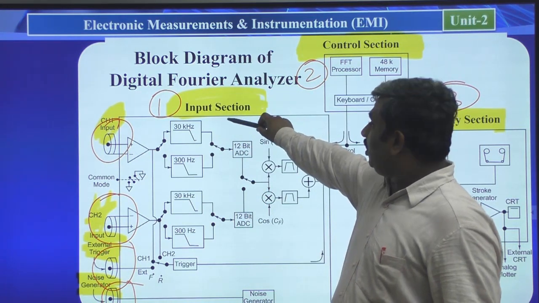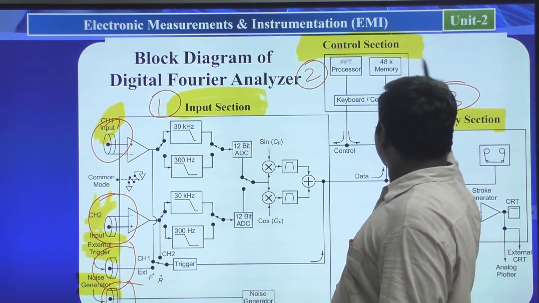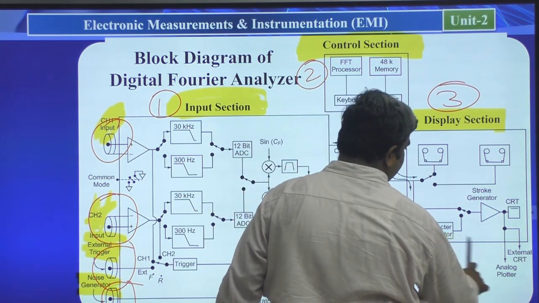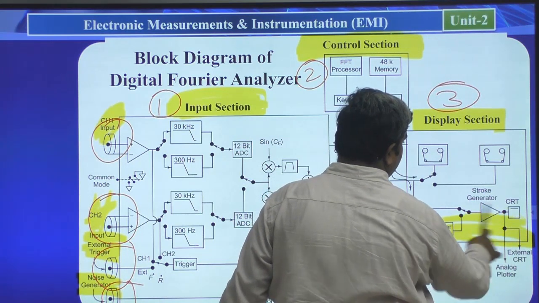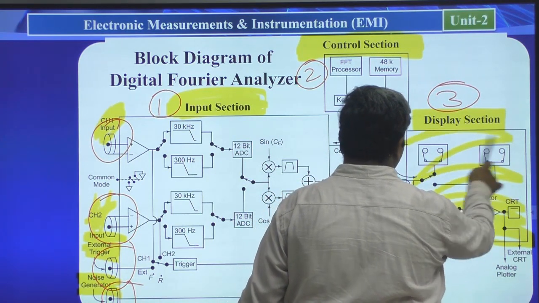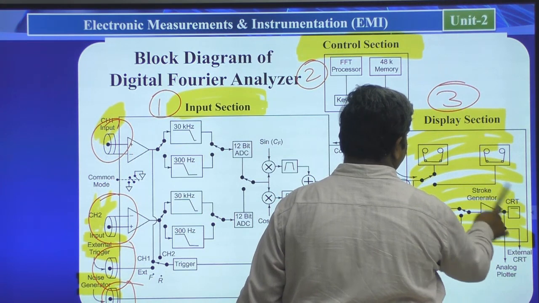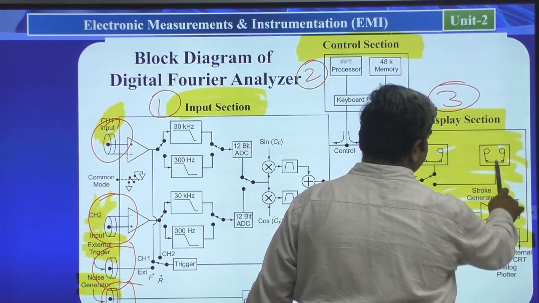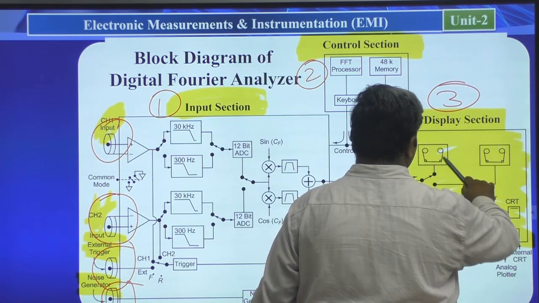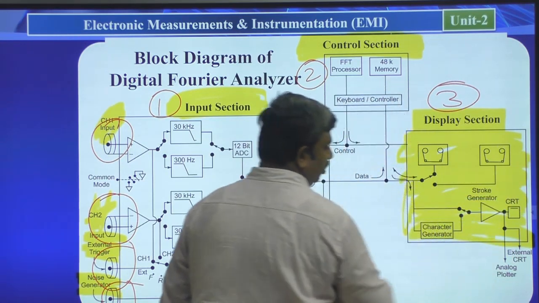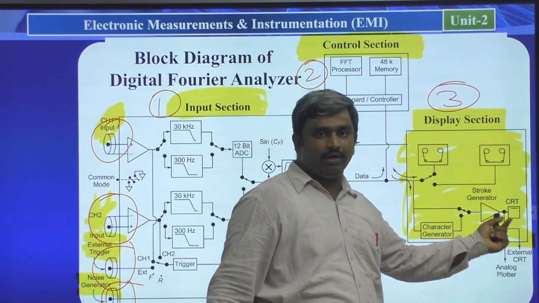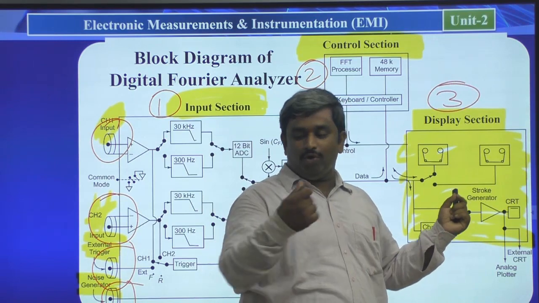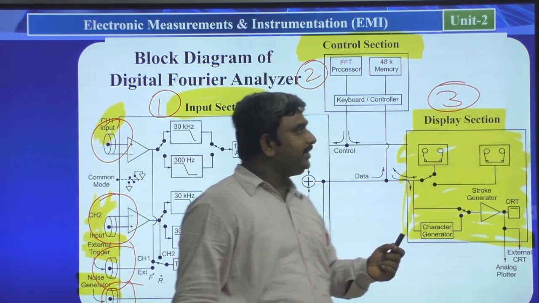Next here we have input section, control section, display section. The display section consists of a character generator and a CRT section. From this you can take directly the printouts, otherwise you can connect to an external CRT for getting more clarity of information. So this is the display section.